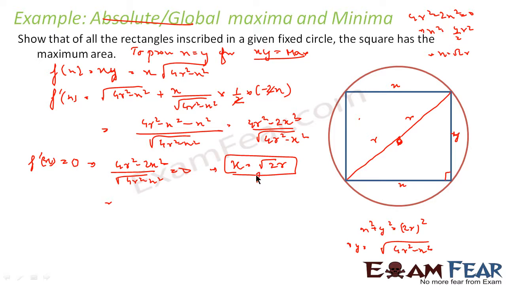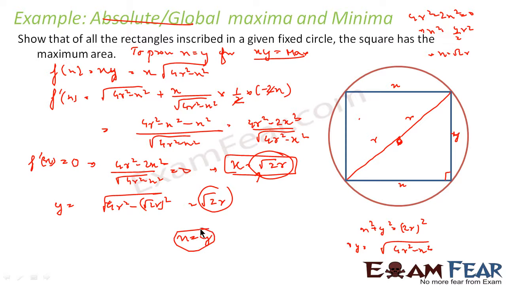If x is equal to root 2 r, let's find the value of y. Y is nothing but root of 4r square minus x square, that is root of 4r square minus 2r square, and this is nothing but root 2 r. So if you see x and y, both are root 2 r, so I can say that x is equal to y, and that is what I was supposed to prove.